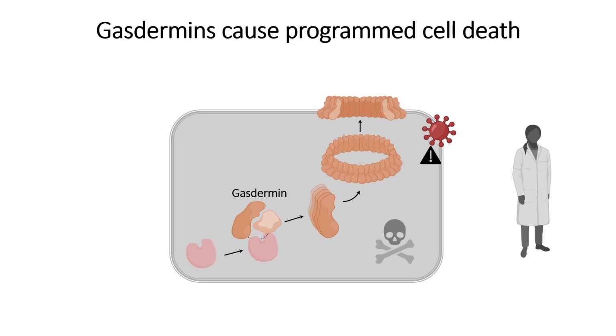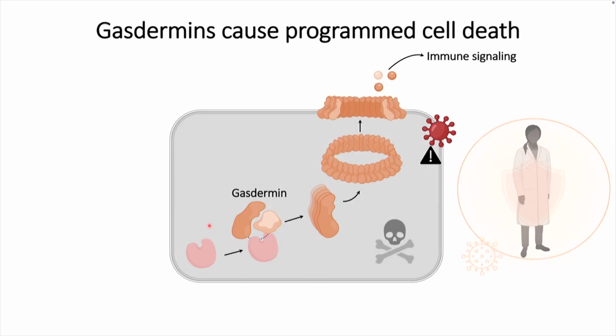At the same time, alert signals are being sent out to the rest of the body. This protects us in two ways. One, if the infected cell dies before the pathogen can replicate inside of it, it prevents the spread of the infection. And two, those alert signals recruit specialized cells of the immune system to the site of infection that can use other mechanisms to get rid of what's left of the pathogen.